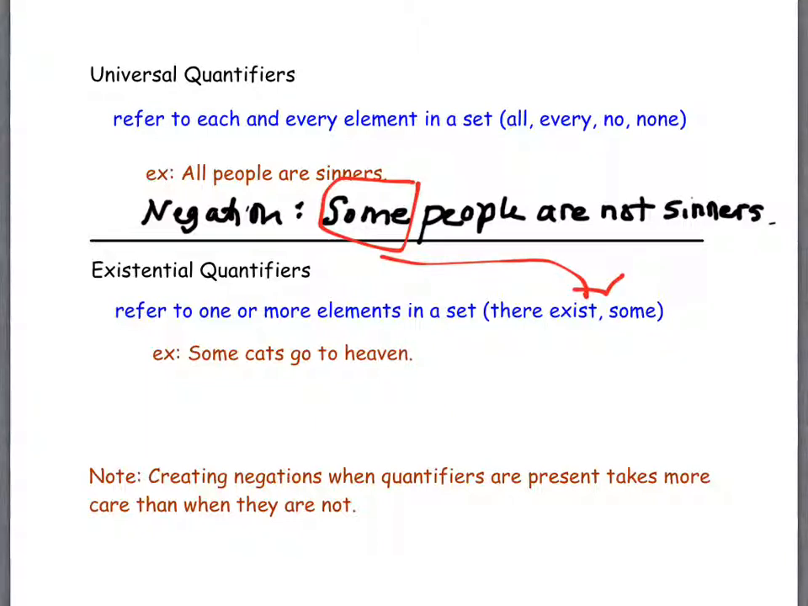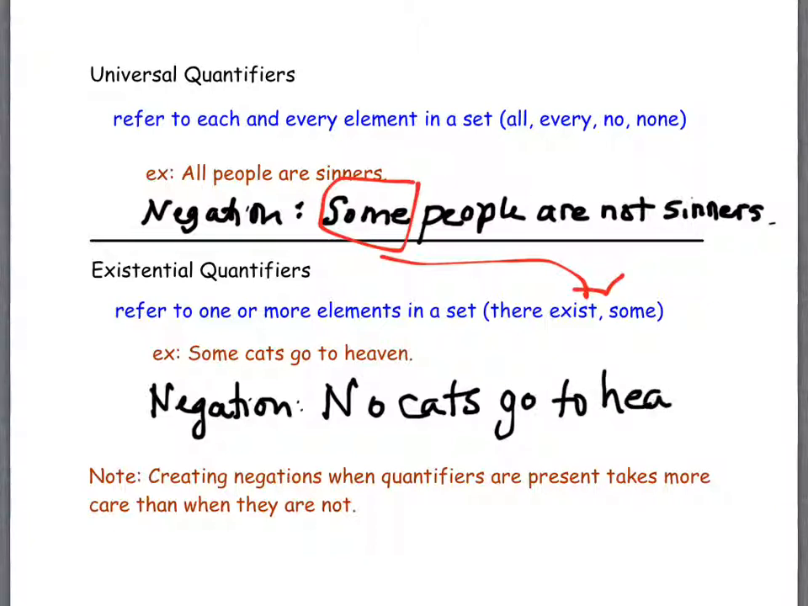So for my negation here, no cats go to heaven. The word some turned into the word no, which is a universal quantifier. Now, depending on how the statement was worded, it might have changed into the word all, depending on what came next. It doesn't happen that some always turns into none. Sometimes it does change into the word all. It depends on the context of what the statement was to begin with.